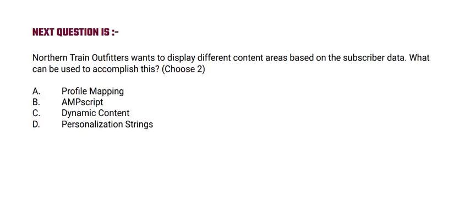Next question is, Northern Trail Outfitters wants to display different content areas based on the subscriber data. What can be used to accomplish this? Choose two options, and the options are: option A, profile mapping; option B, AMPscript; option C, dynamic content; and option D, personalization strings. The correct option is option C and D.